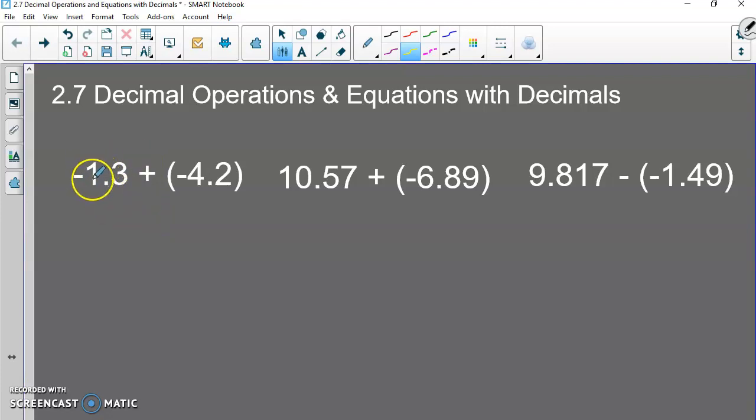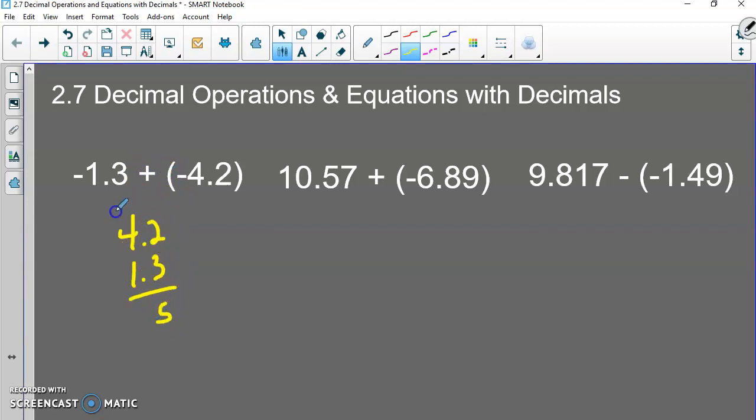Here I've got negative 1.3 plus negative 4.2. Now notice we have the same sign, and when this is addition and we have the same sign, it's telling us to add. I would always suggest when you do this, put the biggest number on top, even though when you're adding it doesn't really matter. Put the biggest number on top, smallest number on the bottom. Let's add. Remember, you line up the decimals when you add.